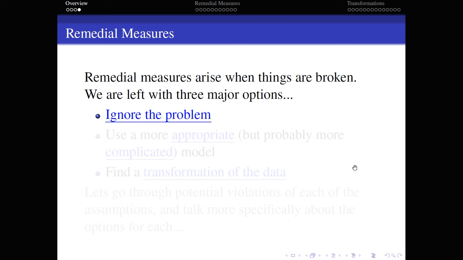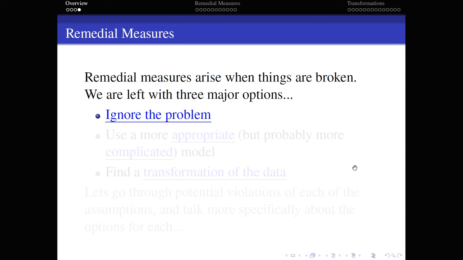The first option is to ignore the problem. Now, we're not going to talk about this today, but ignoring the problem often leans on the fact that many statistical procedures, the interpretations of p-values and statistical tests, are still valid, even when the assumptions aren't met if there are only slight or minor violations of the assumptions. So you can think that our data aren't perfectly normally distributed, but they're not too far away from normally distributed, and our statistical tests will still have valid interpretations.